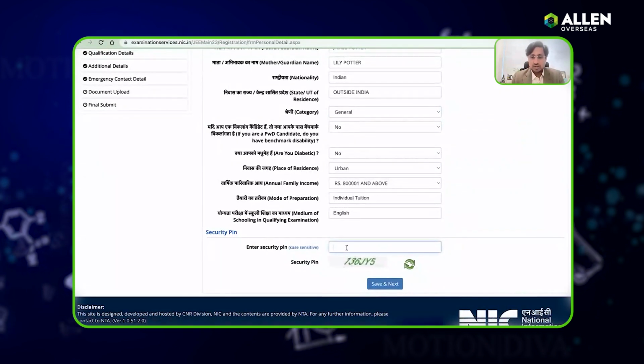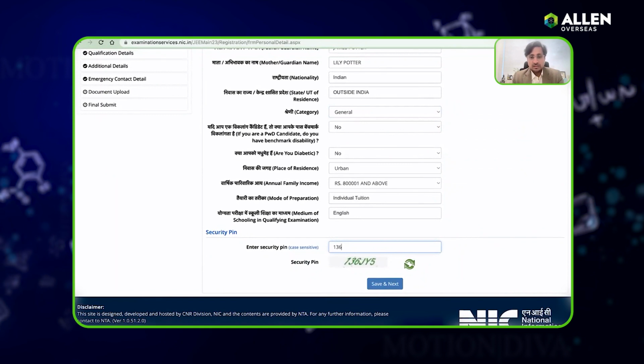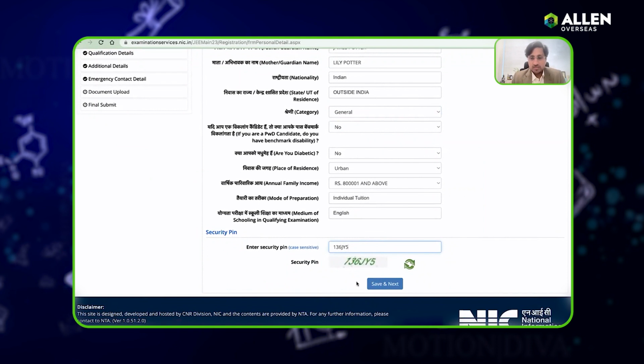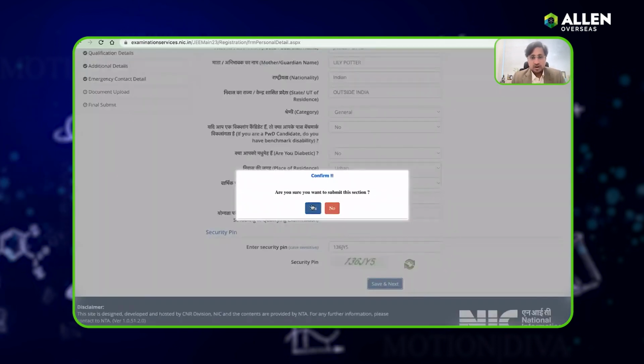Again, it will ask for the security pin. 136J5. Let me know if I'm making any mistake in filling the security pin.